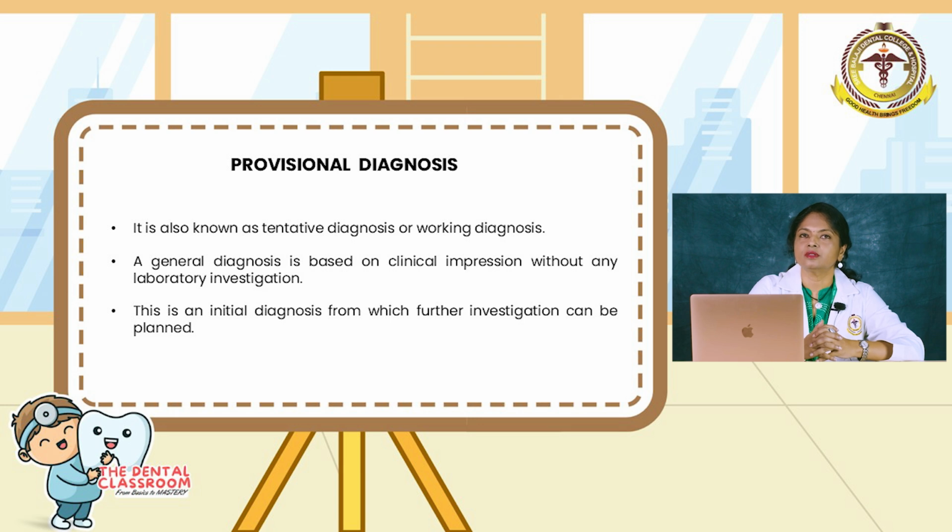So, with this precise history taking and thorough clinical examination, we come to a provisional diagnosis. It is also known as tentative diagnosis or a working diagnosis. A general diagnosis is based on clinical impression without any lab investigation. This is an initial diagnosis from which further investigations are planned. So, this is provisional diagnosis.